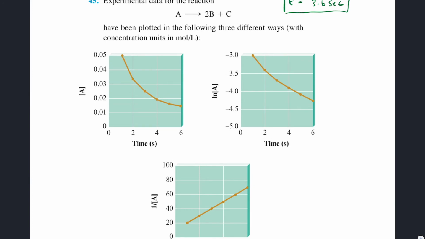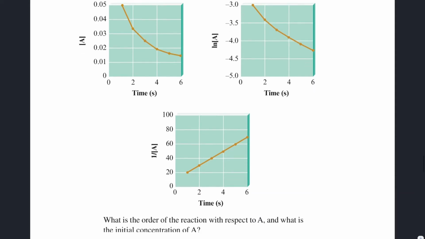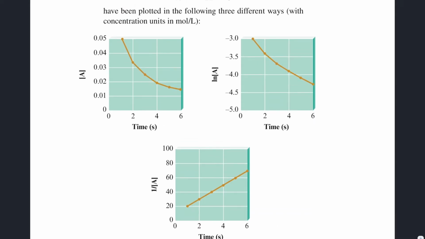You're given some experimental data of this particular reaction, and you have plotted the data points of the molarity changing with respect to time. And you have 3 plots. What is the order of the reaction with respect to A? And what is the initial concentration of A? Well, let's take a look.